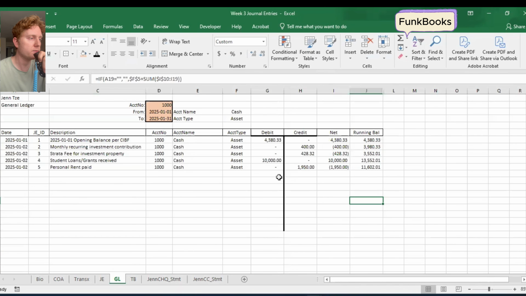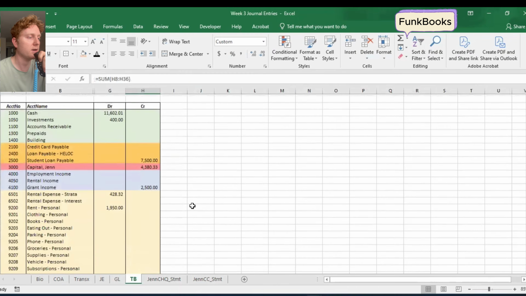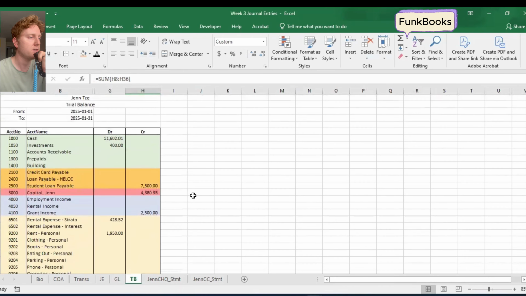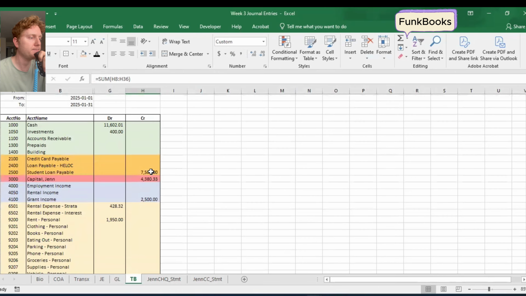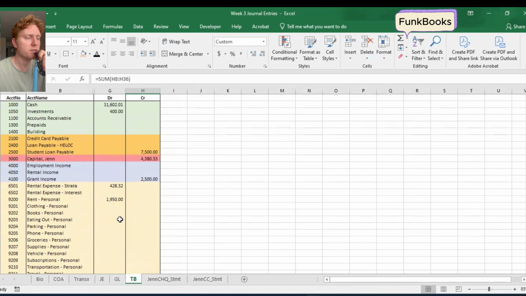So we're doing a good job so far. And again, this is where you can see the journal ID stacking up nice and neat. That is good. So a very good place to look. Same for the trial balance. What is this looking like, right? Everything still balances. We're starting to get some more liabilities, some income, and some expenses along the way.